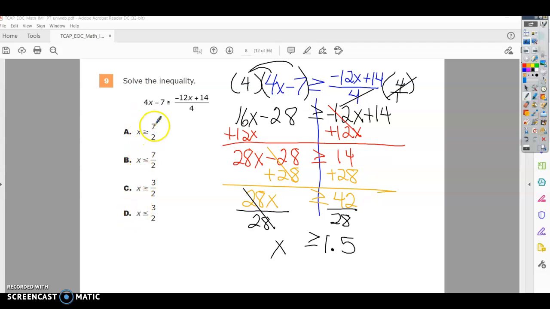So 7 halves is the same as 2.5. So this would be 2.5. And 3 halves is 1.5. So it has to be C or D. So this one is x greater than or equal to 3 halves or 1.5. So C is my answer.